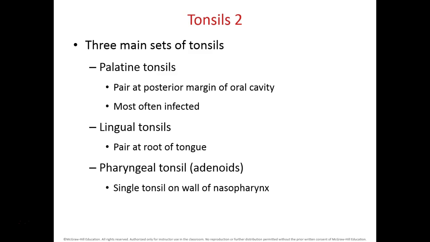There are three main sets of tonsils. You have your palatine tonsils, and these are at the posterior margin of the oral cavity, and these are most often the ones that are infected and removed. You have lingual tonsils. These are at the root of the tongue, and then pharyngeal tonsils, or the adenoids. And these are a single tonsil in the wall of the nasal pharynx, adenoids.